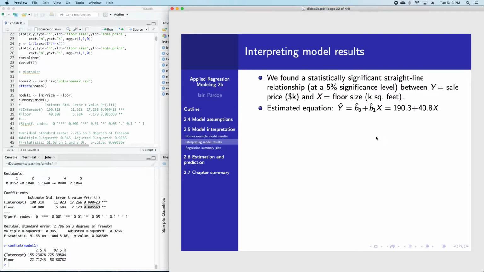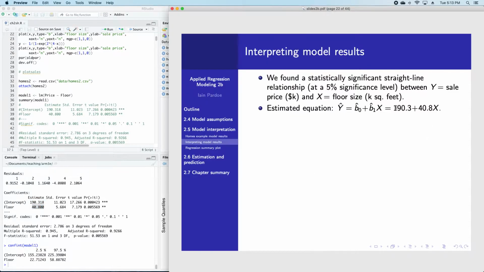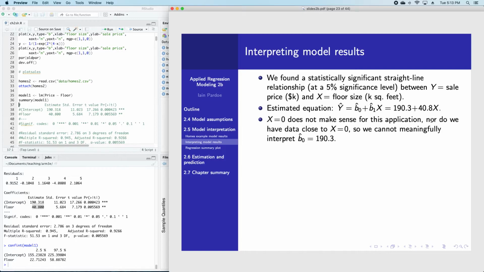The estimated equation is given by y hat equals b0 hat plus b1 hat x, and if we plug in the numbers from the output here, 190.3 and 40.8, we get this formula here, y hat equals 190.3 plus 40.8 times x. Let's interpret those two parameter estimates. So first of all, let's look at the 190.3.